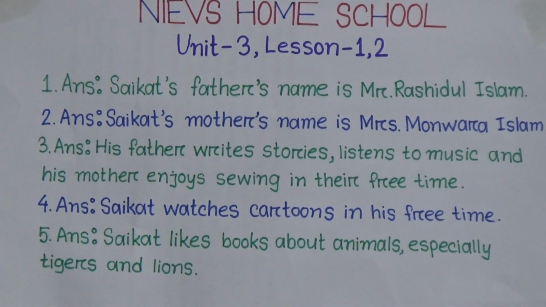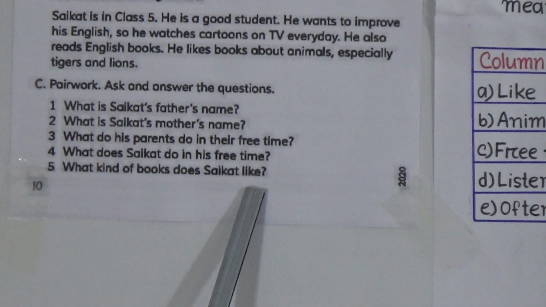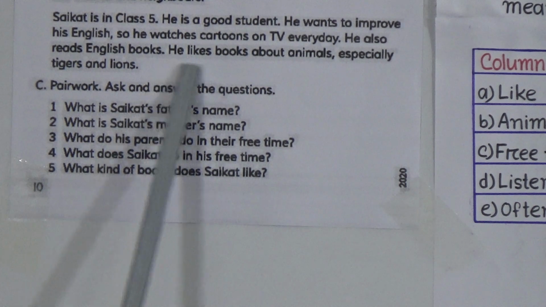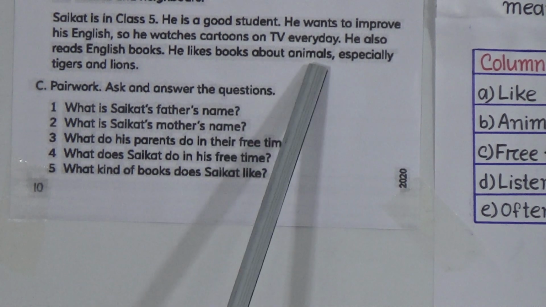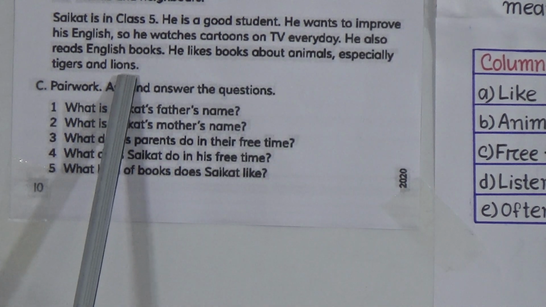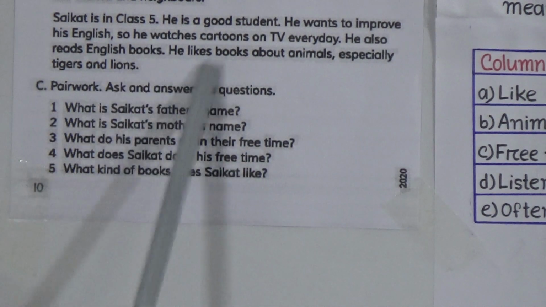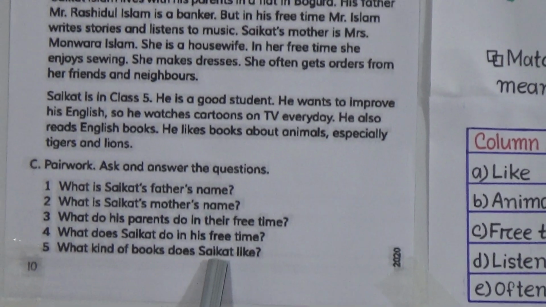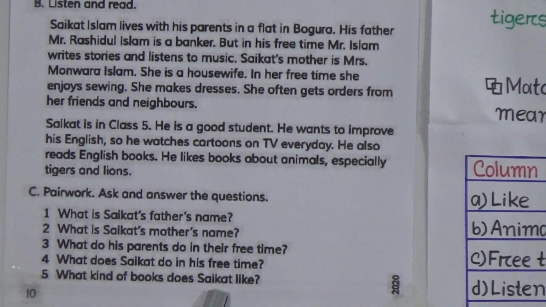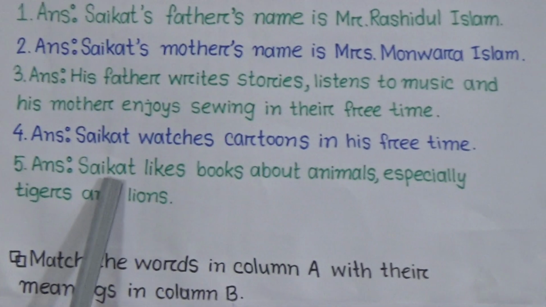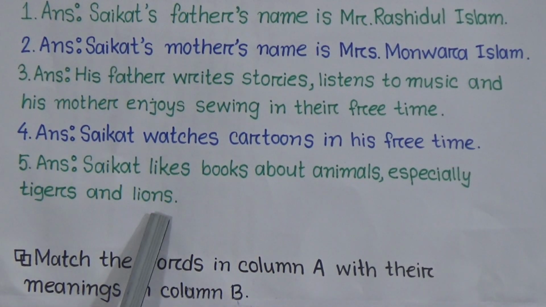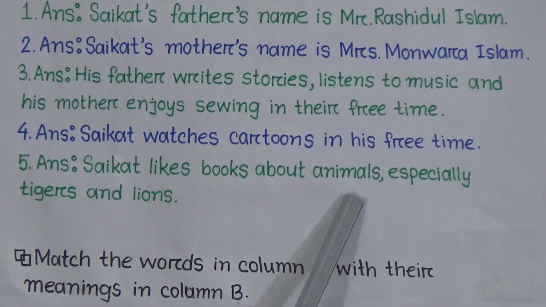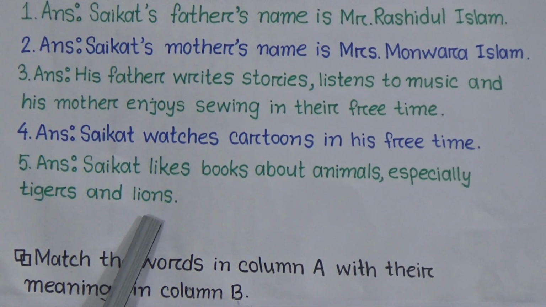Question number 5. What kind of books does Shoykot like? In the last line, we find the answer to this question. He likes books about animals, especially tigers and lions. Here we can't write "he" because the question is in the name Shoykot. So we have to write the name: Shoykot likes books about animals, especially tigers and lions.